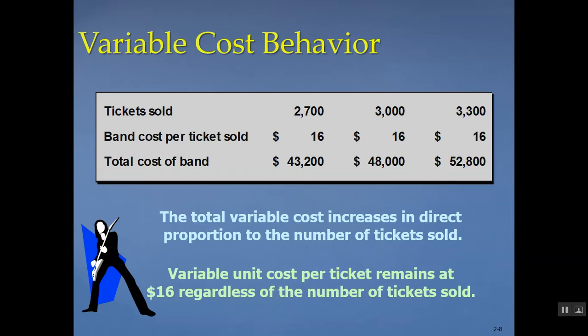Now let's talk about variable cost behavior. Variable cost behavior means that the total cost is going to change based on the number of tickets that you sell. However, the cost per ticket or per unit is going to remain the same. So the total variable cost increases in direct proportion to the number of tickets sold. If you sell more tickets, your total cost is going to go up because the cost per ticket is going to be $16 no matter what. So you're going to pay the band $16 per ticket sold.